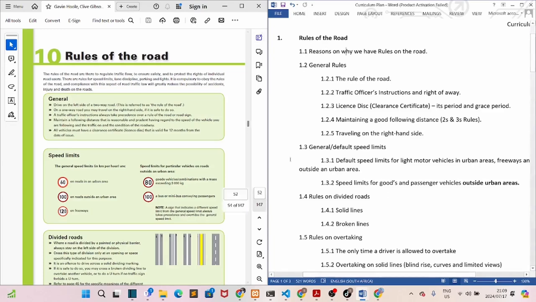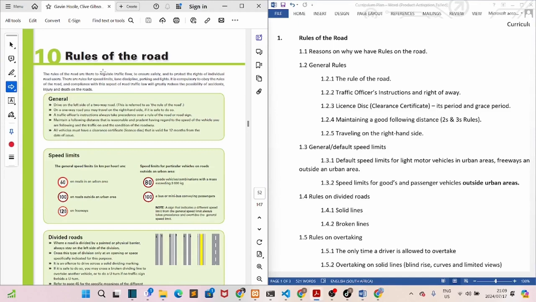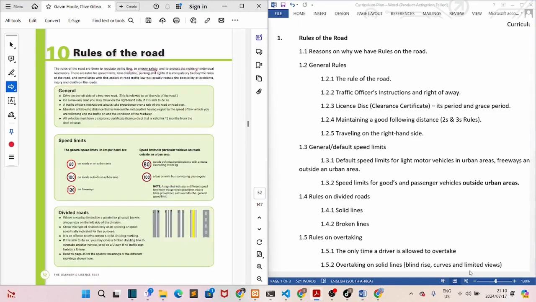Okay, so why do we have the rules of the road? First things first, we have them simply because, first, to regulate traffic flow, number 2, to ensure safety, and number 3, to protect the rights of road users. Apparently people do the way they like, and that results in accidents and stuff like that. So when people have a standard way of driving whenever we are on the road, rules help us with that.